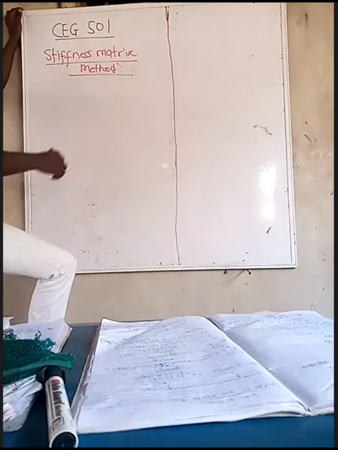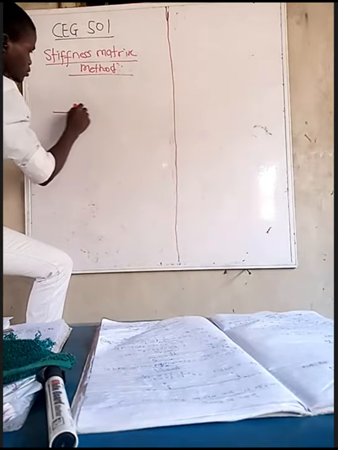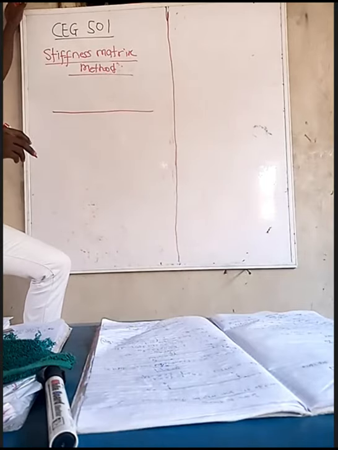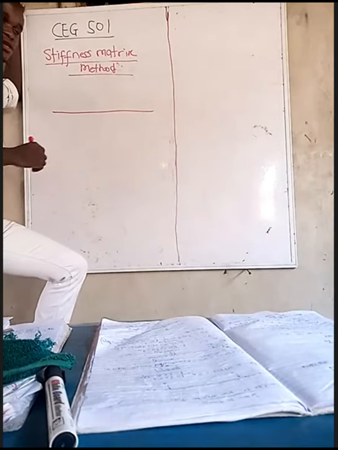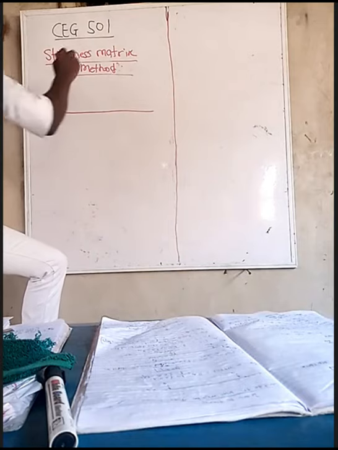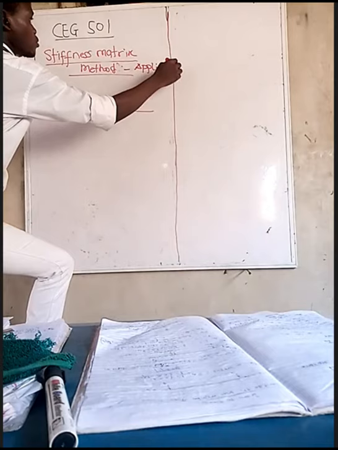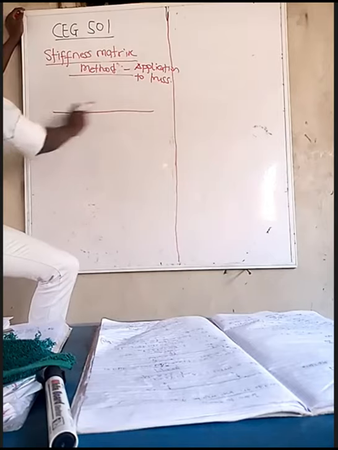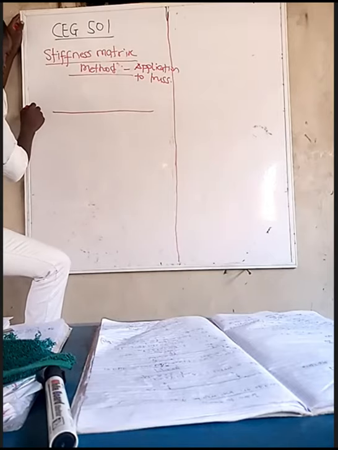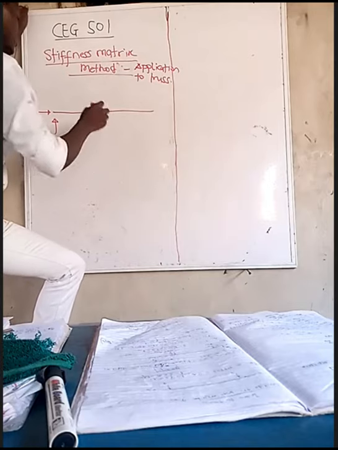Okay. So let's move on. Let's say we have a structure like this. I'm applying it to truss. It can be applied to beams, it can be applied to frames, but we are applying it to truss. So let's assume that is a truss member, and we need to have these degrees of freedom.